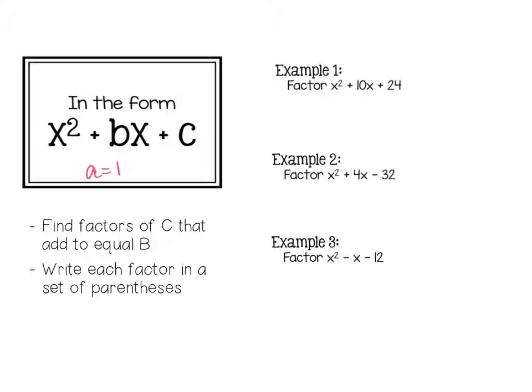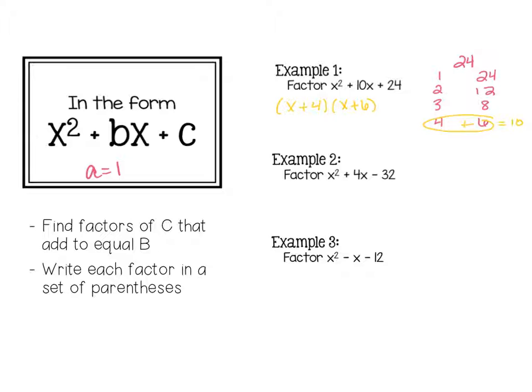So looking at example 1, I'm going to be looking at 24, and I'm going to be looking at the factors of 24 that will add up to give me 10. So I have 1 and 24, 2 and 12, 3 and 8, and 4 and 6. Well, when I add them together, 4 and 6 equal 10. So this is going to be x plus 4 and x plus 6. And if I were to FOIL that, it would end up giving me x squared plus 10x plus 24.